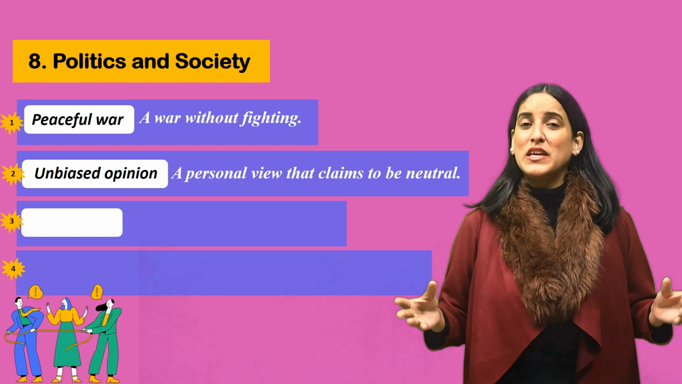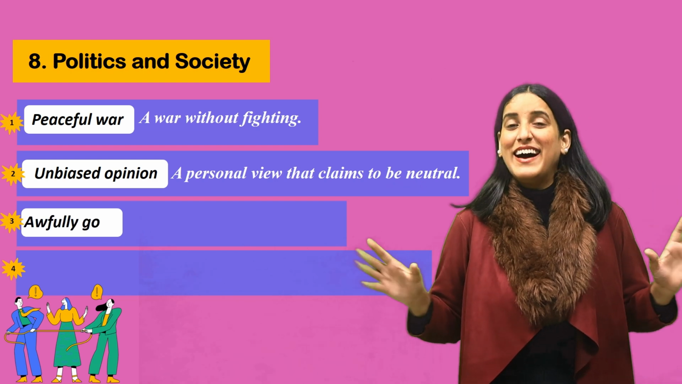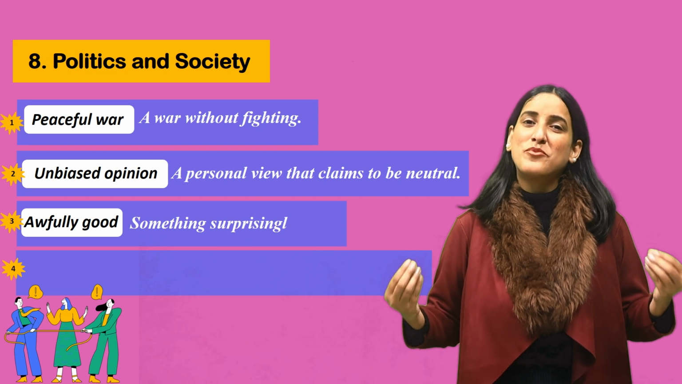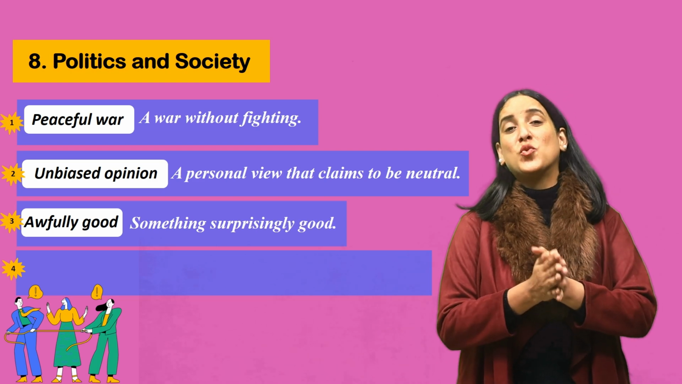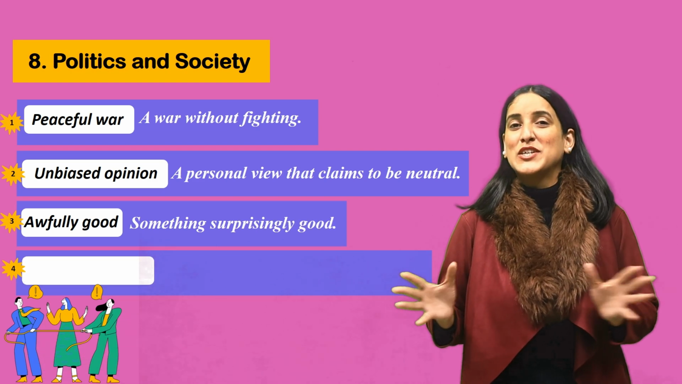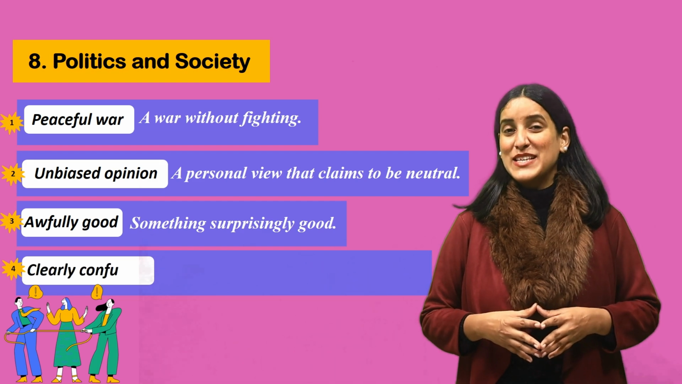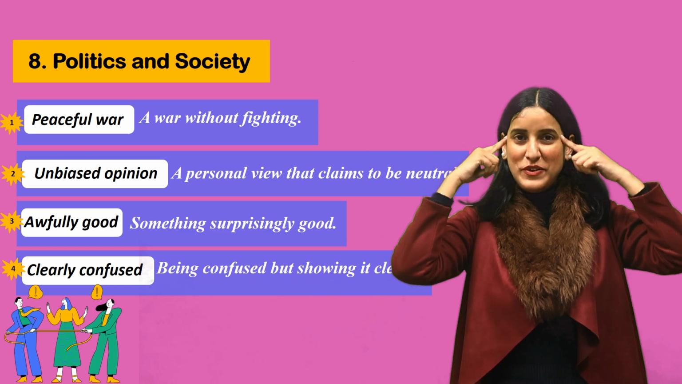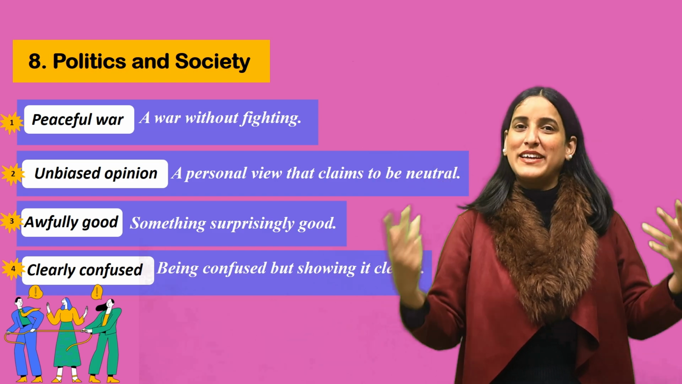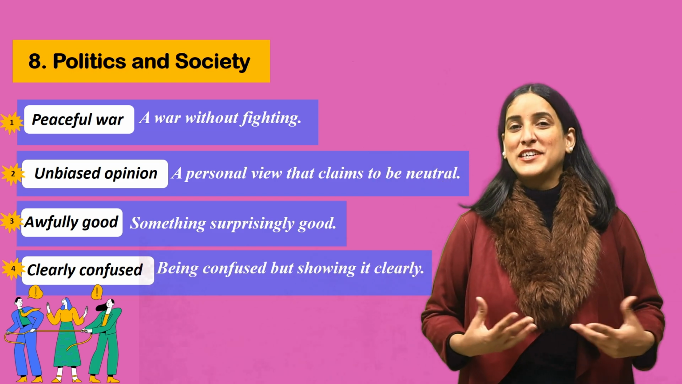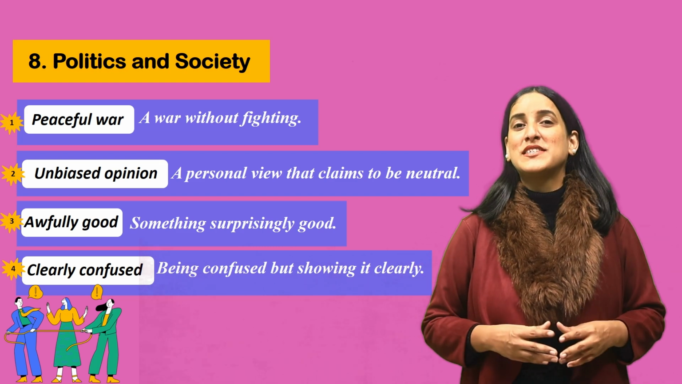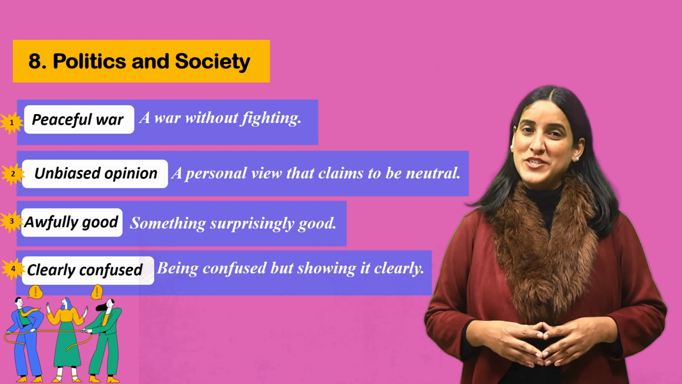Yes, the next one being awfully good. Again, see the contradiction, awfully good, which means something surprisingly good. For example, the food was awfully good and we couldn't stop eating. The last one being clearly confused. Clearly confused, which means being confused but showing it clearly. It's apparent that you're confused. Let's use this in an example. He looked clearly confused after hearing the instructions.